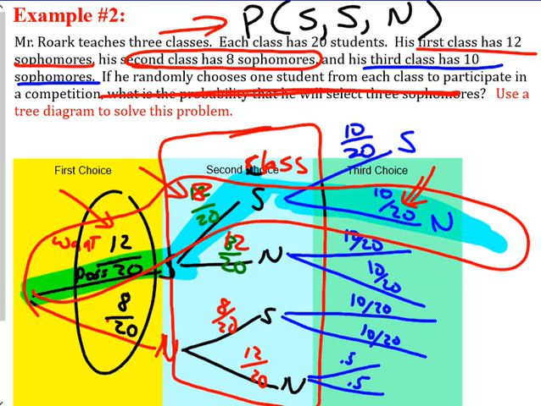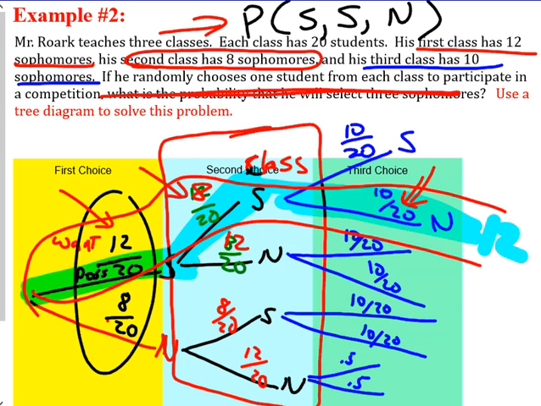I want to know the answer to my question first. Then I was going to ask you to do the one that's on the board later. Okay. What do you get when you do the 0.6 times the 0.4 times the 0.5? What do you get for that? 0.12, okay.